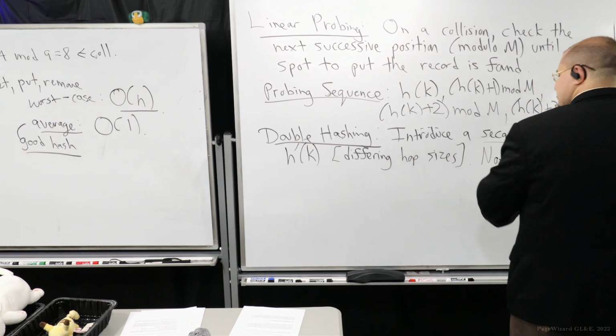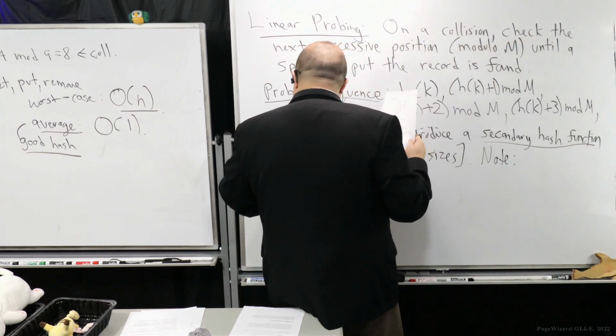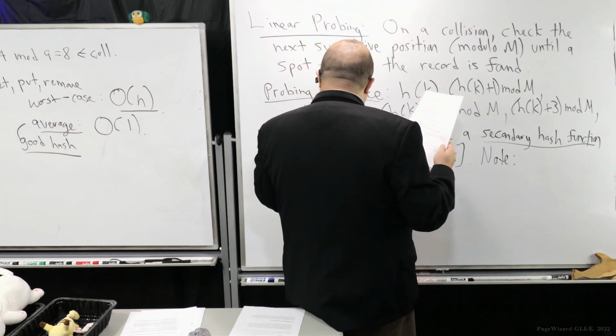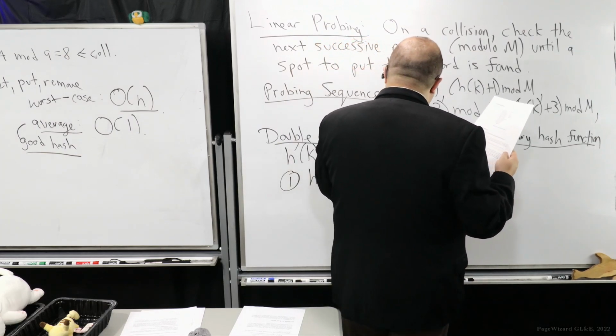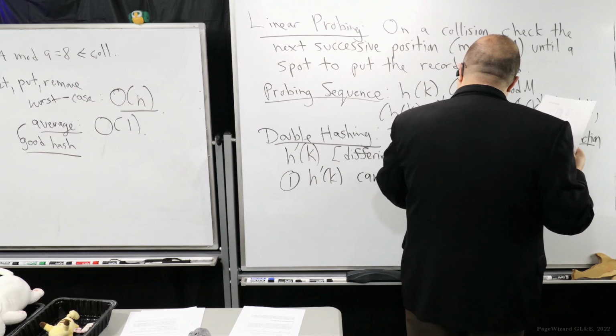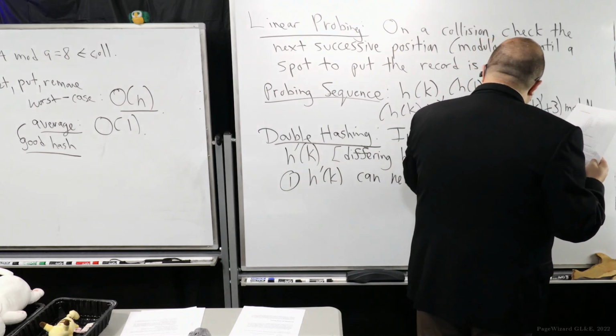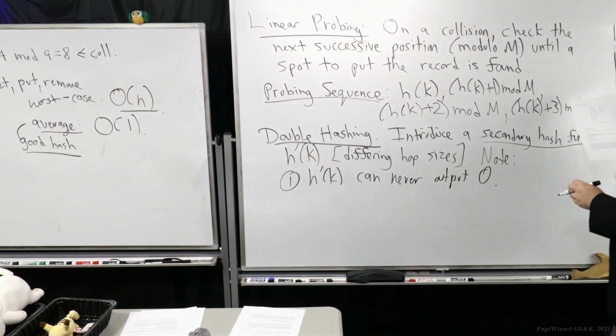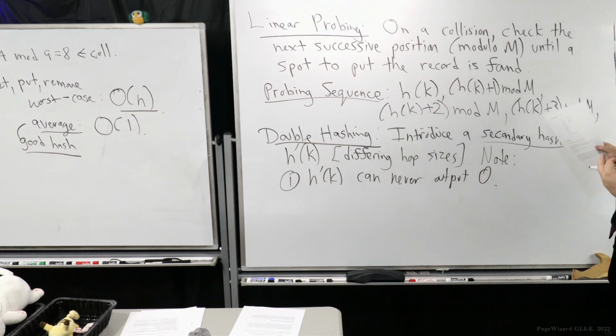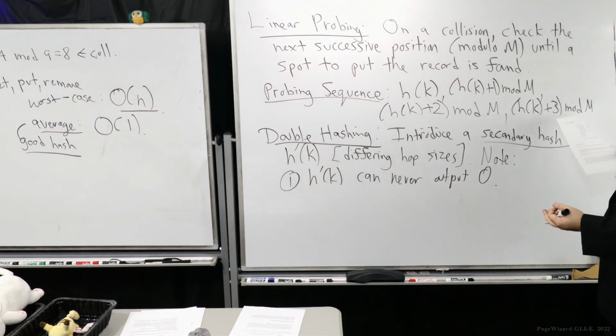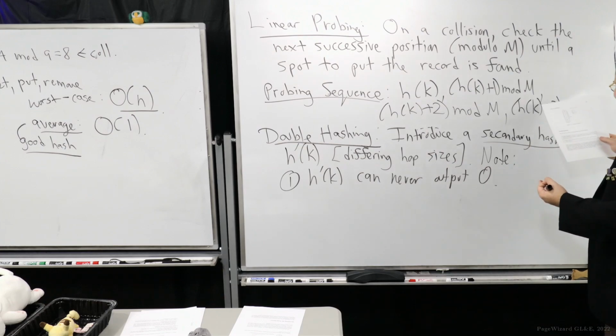Note. The first thing is h prime of k can never output 0. You're not allowed to have it pop out 0. Otherwise, it will not allow our bunny to hop anywhere. That's a bit of a problem.